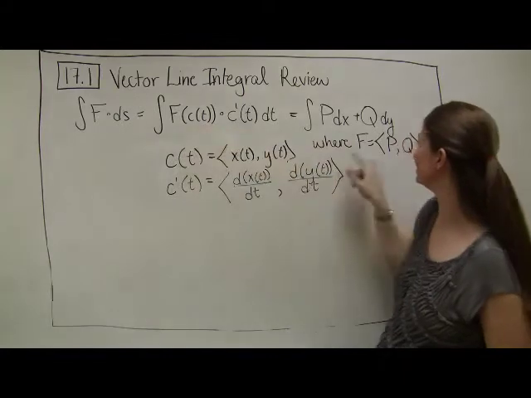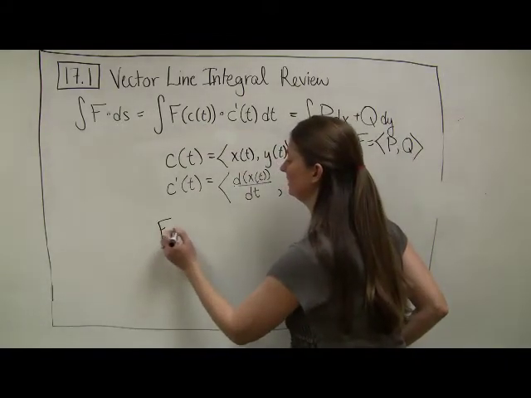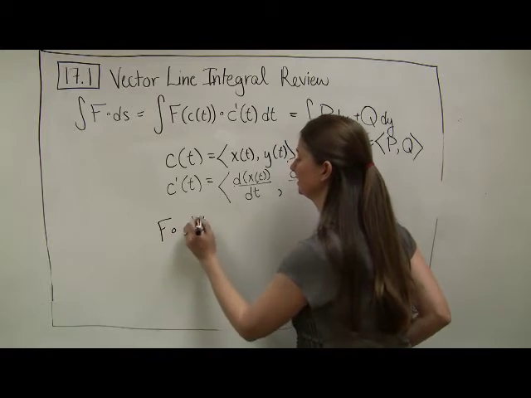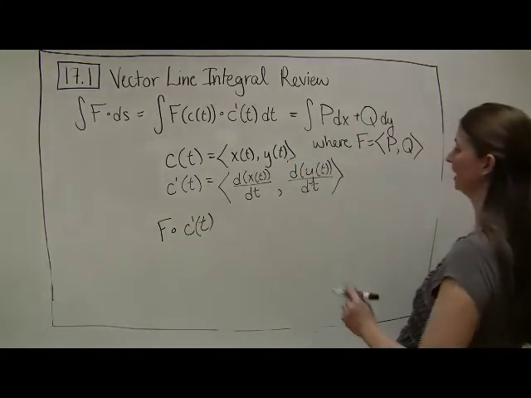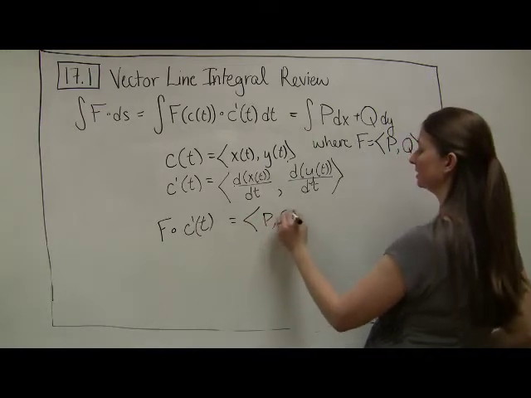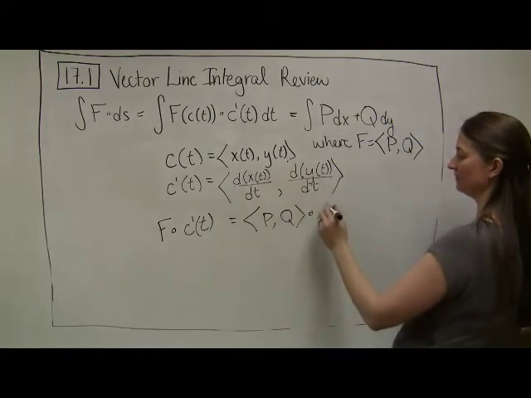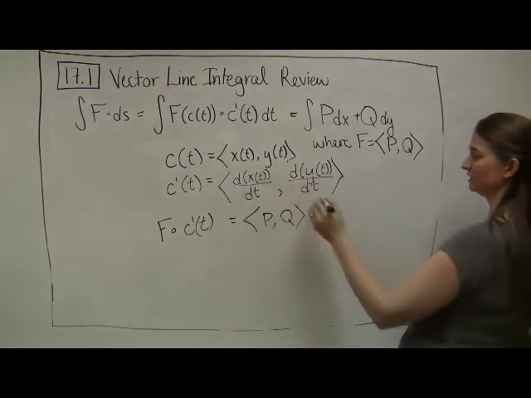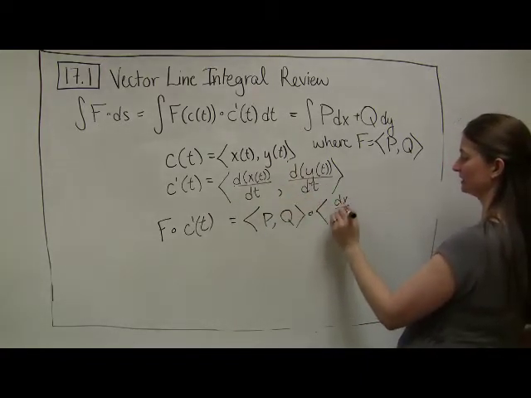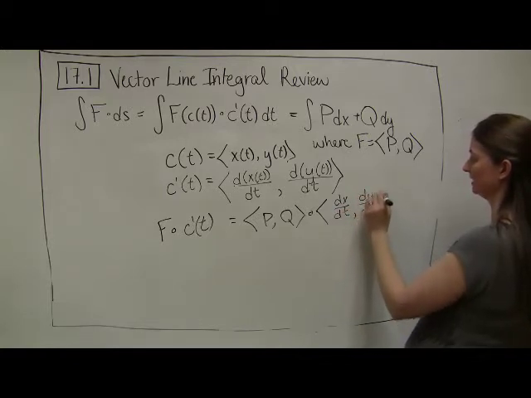Because when I take this dot product, consider the dot product of f dotted with c prime of t. I can think of this as p comma q dotted with this version of c prime of t, which is dx dt, dy dt.